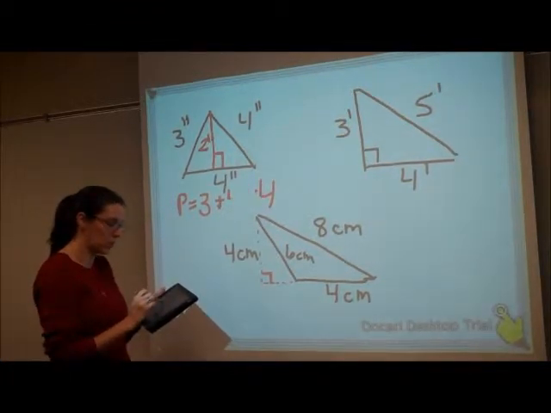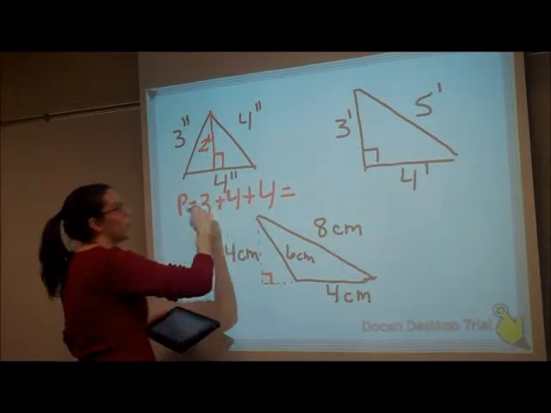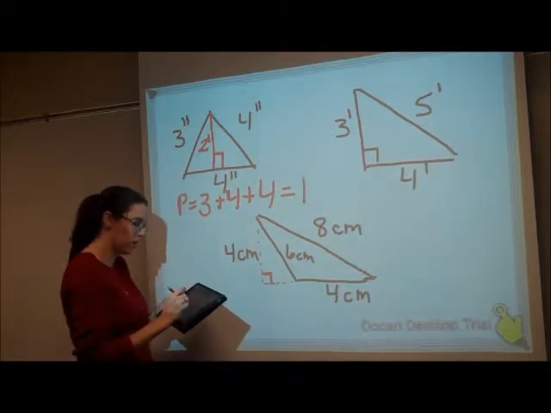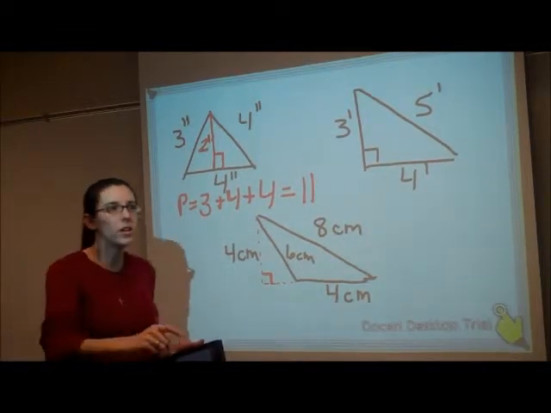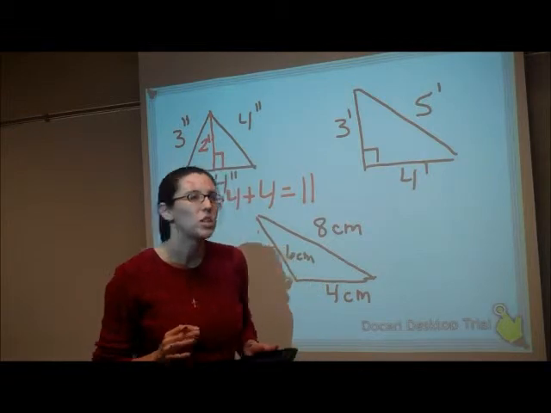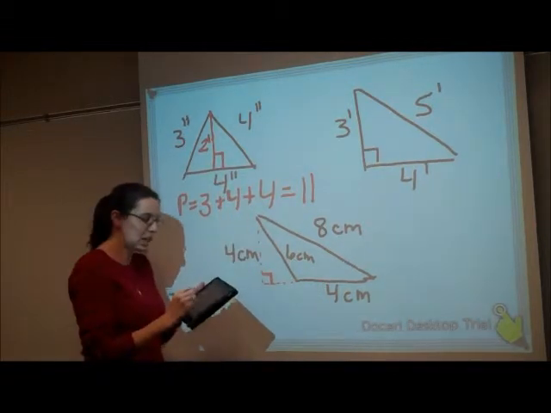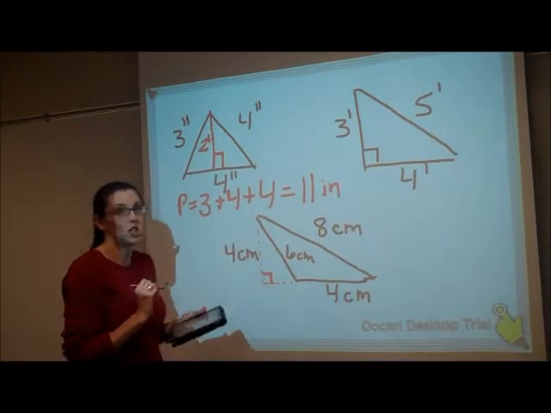Let me erase that. It got messed up there. 3 plus 4 plus 4, which would be 8, 9, 10, 11. And if we're walking around for distance, we just have a single unit. So in this case, it's just 11 inches.